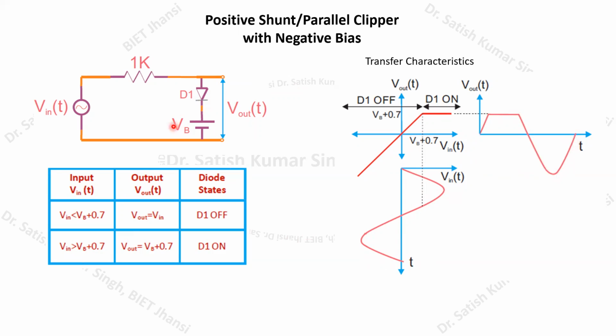And then again we are going to get this negative portion. Again, you can do this analysis and you will find these values. When V in is less than VB plus 0.7, then V output will be equal to V input, and D1 will be in the off state. Similarly, when V in is greater than VB plus 0.7, then V output will be equal to VB plus 0.7, and D1 will be in the on state.